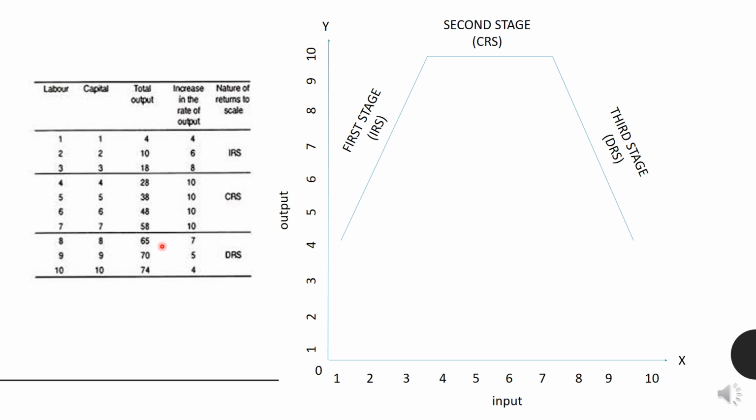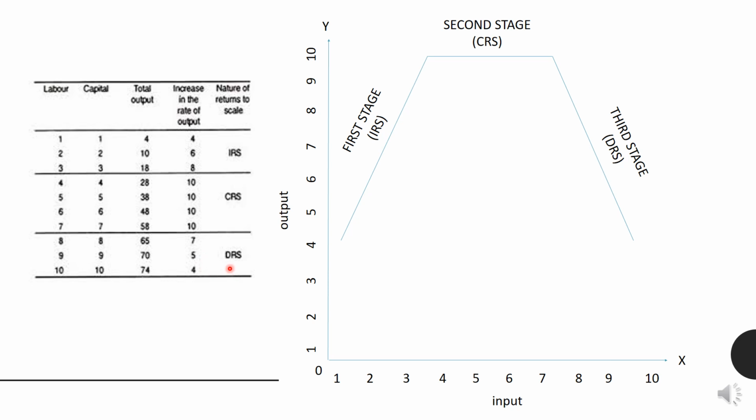And the last one, here you can see that as you increase the inputs, the production is increasing but at a decreasing rate. This decreasing rate we can observe in the marginal production. That is, the total is increasing from 65, 70, 74, and the MP is 7, 5 and 4. So this stage we call it as the diminishing returns to scale.